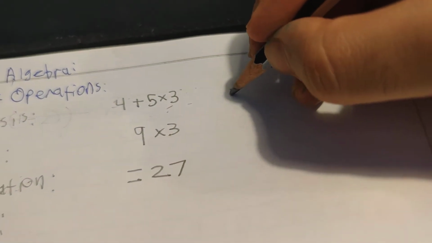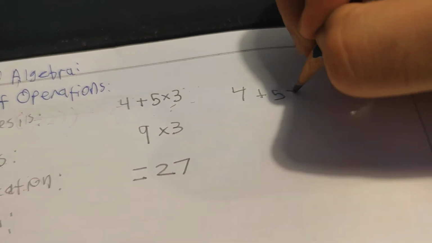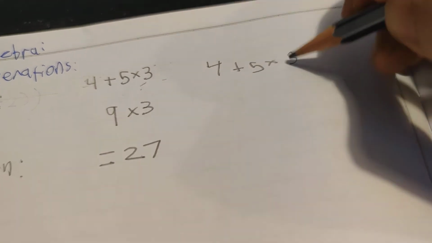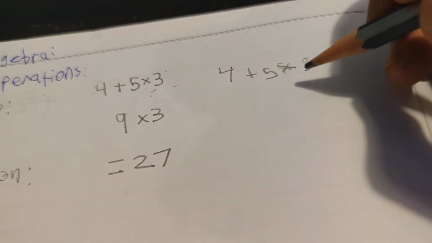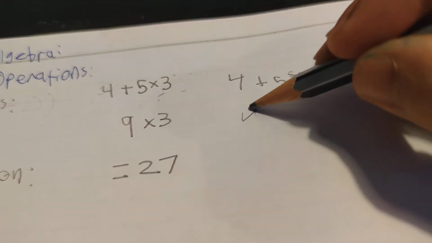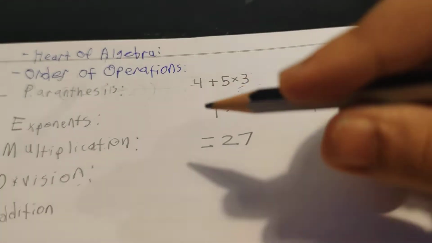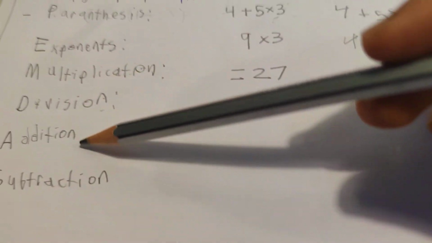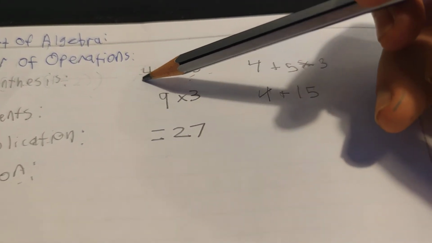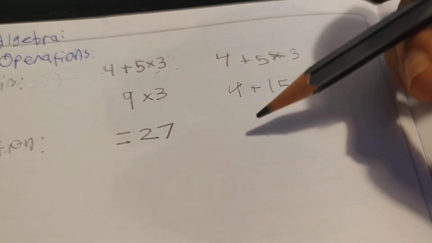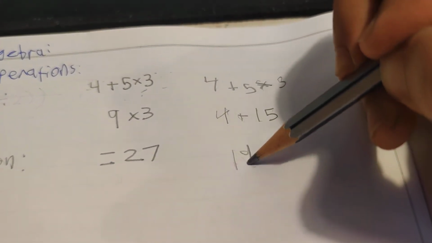So over here, I'll write the expression again. Excuse my handwriting. 4 plus 5 times 3. Now you do 4 plus 15, right? And then next you check for either addition or subtraction. Addition is present right here, so you just do 4 plus 15, which is 19, and there you go.